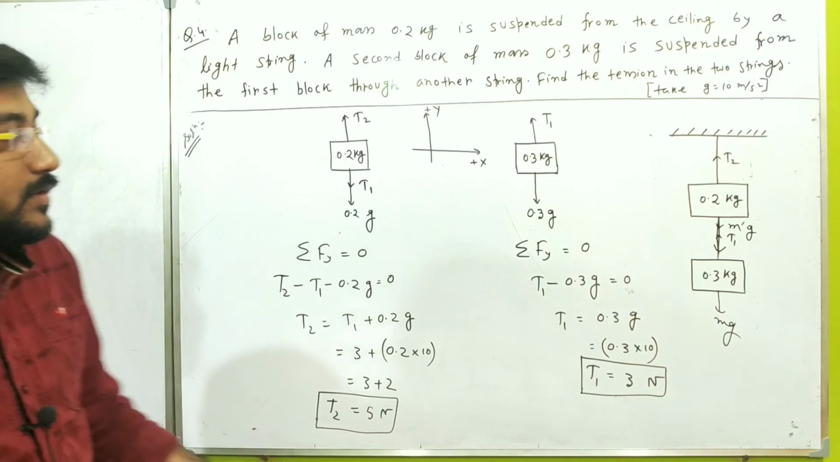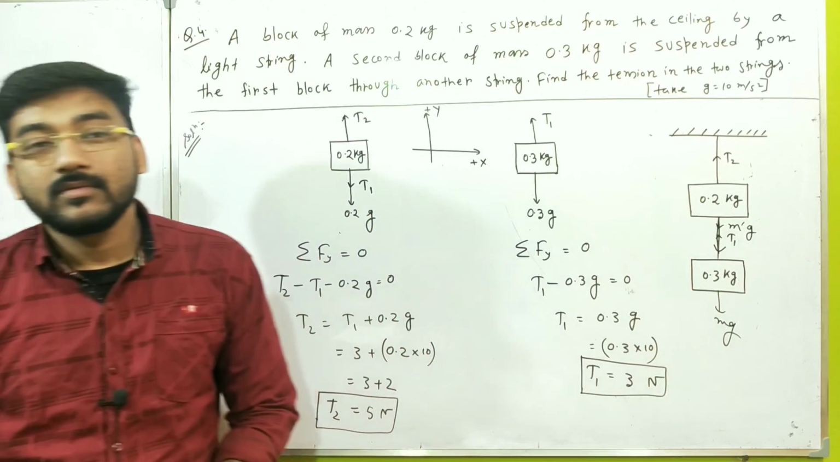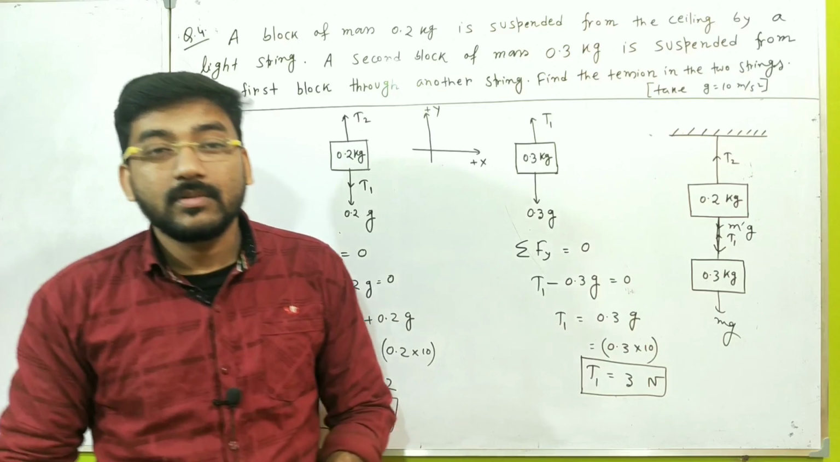So the tension in this string will be 3 Newton, and in this string will be 5 Newton. So this is the complete solution of this problem, question number 4.